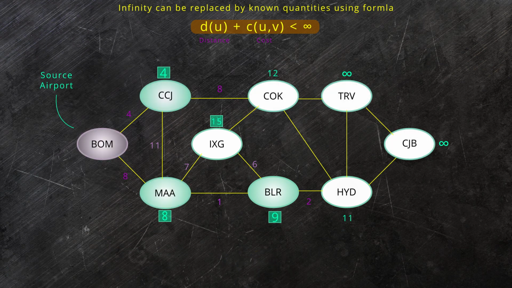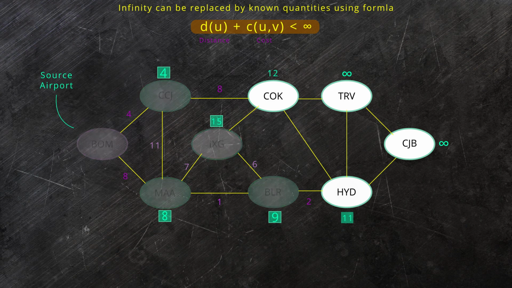Now out of these HYD, IXG, COK, the distance of HYD is minimum. So you will be taking HYD as a residual source. Now from this residual source, you will have routes to CJB, TRB, COK. Now you have to consider all these routes. Now let's start with COK.